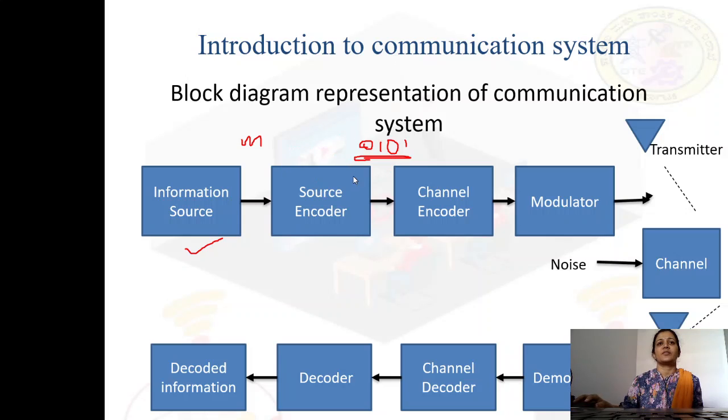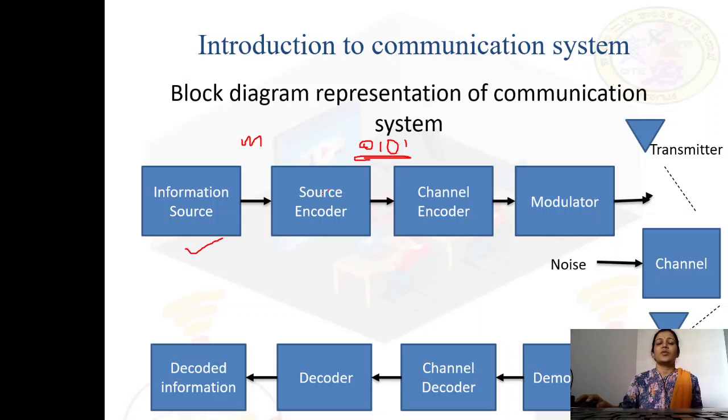Depending upon whether your source encoder is representing all the messages with the same length of encoded data, or whether it represents different messages with different lengths of encoded data, we will call the encoding scheme either fixed length encoding or variable length encoding.